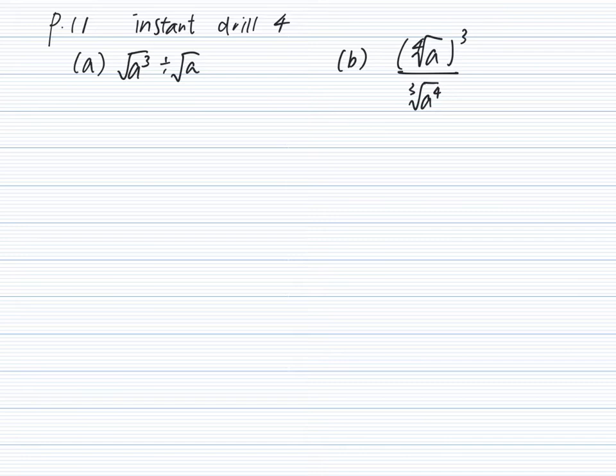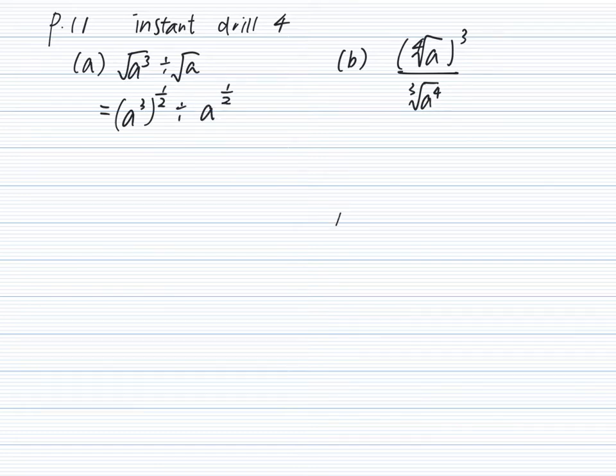Okay, for page 11, instant drill number 4 is a little bit special for the newly introduced symbol, the surd. When we have the square root of a cube here, there is no number written above the surd, the radical sign. So what it means is that it's the square root. That's why I can rewrite it as a cube to the power of 1 over 2. Similar things happen for the second term.